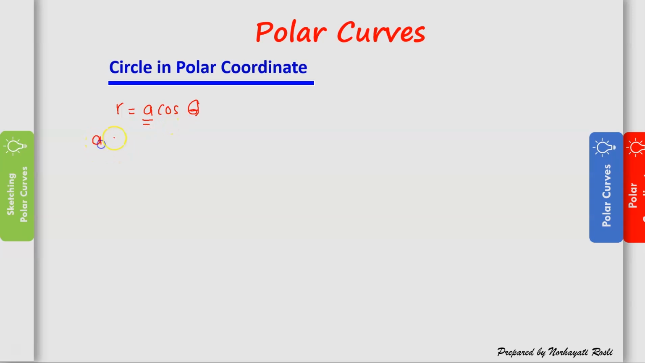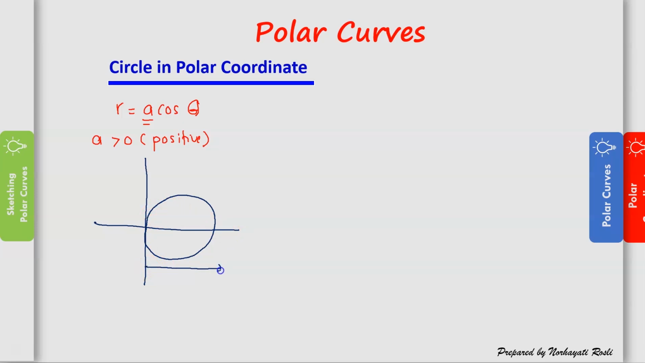For example, when a is greater than 0, meaning a is a positive value, the circle on the polar coordinates will be on the positive side, which is given by this circle. It is like the positive side of x. So here a is actually the diameter of the circle, and the radius of the circle is given by 1 over 2 a.